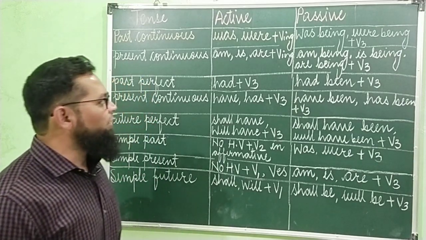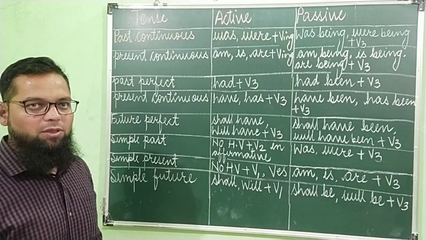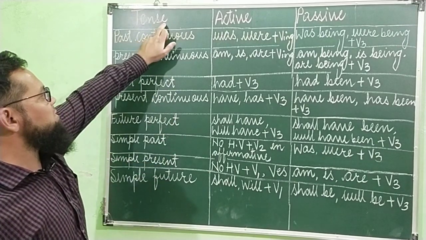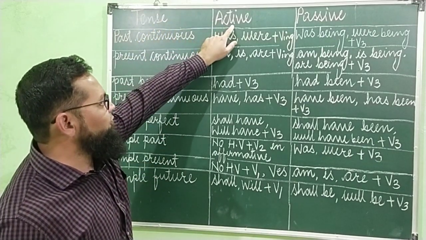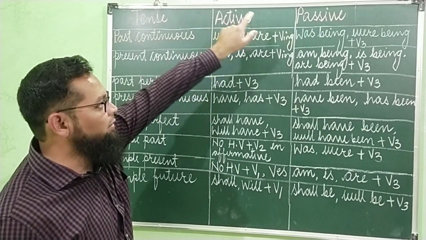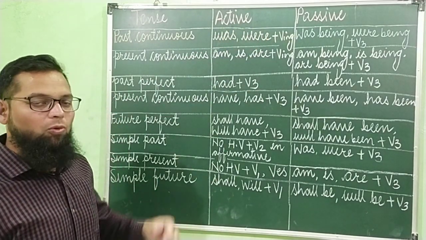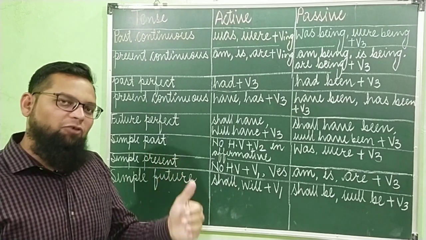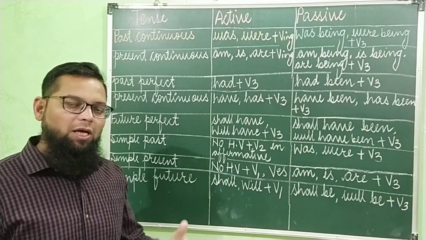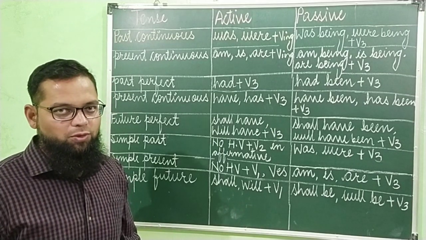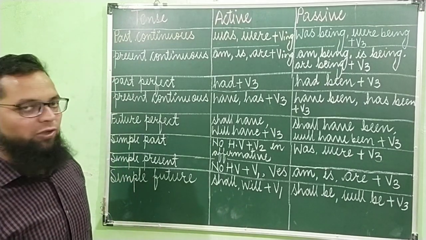Now see here, I have made a table having 3 columns. The first column is of tense, second column is of active, that means active voice, and third column is of passive voice. इन टेबल में हम ये देखेंगे कि कौन से टेंस में, एक्टिव में कौन से हेल्पिंग वर्ब्स का यूज़ होता है और फॉर्म ऑफ द वर्ब्स का यूज़ होता है. नाउ लेट्स हैव अ लुक एट द फर्स्ट टेंस.